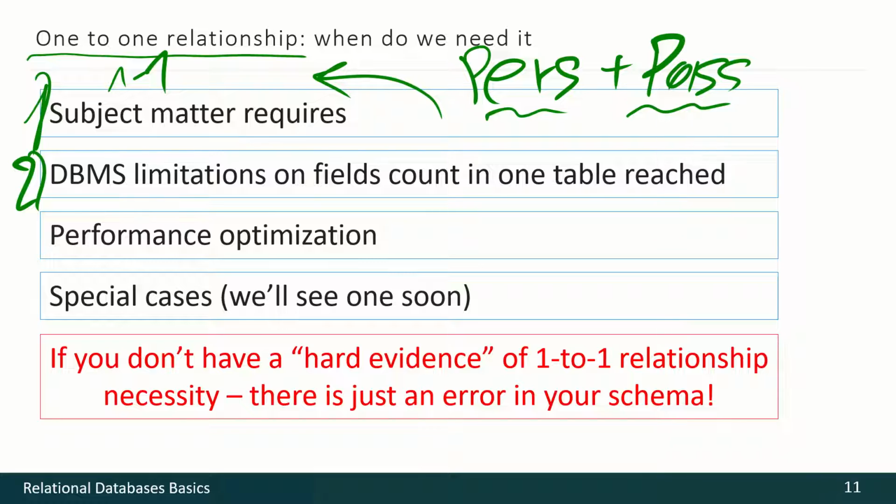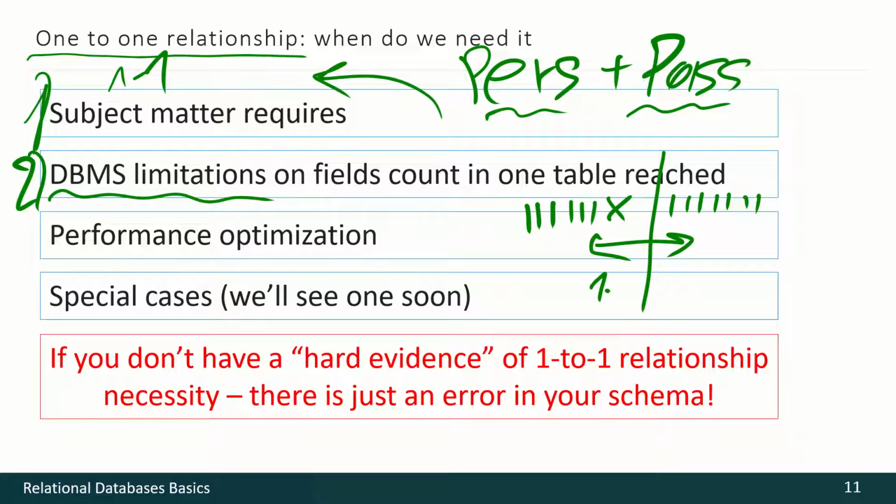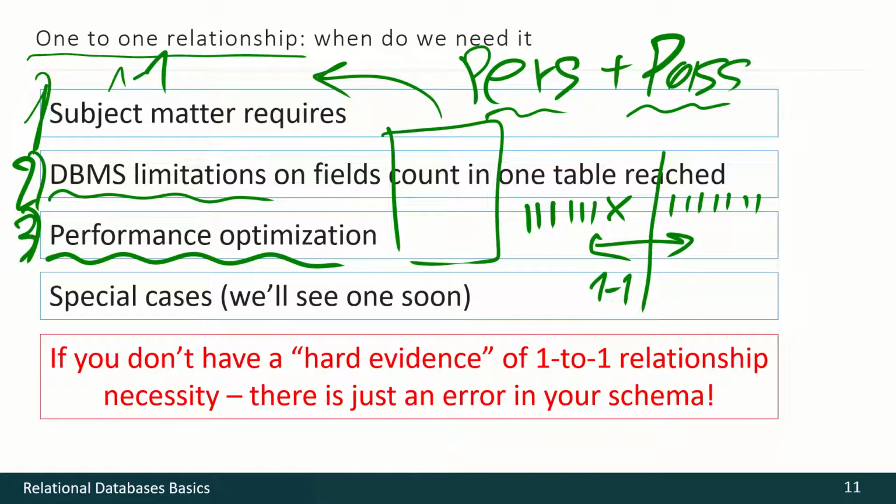The next is DBMS limitations. Imagine we have a table with a lot of fields and we need more fields, but we cannot add another. So we may create another table, add those fields there, and then link those tables with a one-to-one relationship. The next is performance optimization. Imagine we have a table with a lot of data we rarely need, and with some few data that we have to update often.